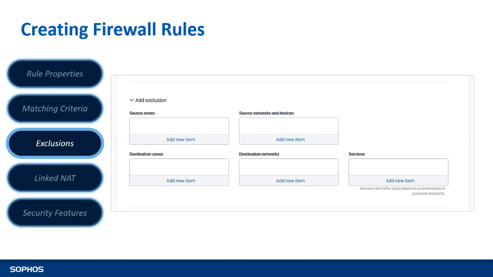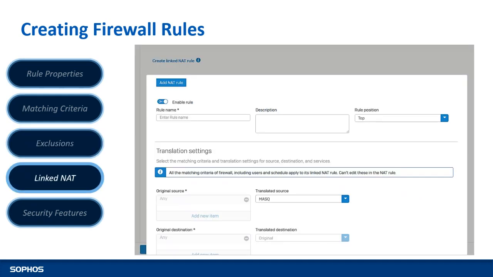You can exclude specific zones, networks, and services so that they do not match the firewall rule. This simplifies the creation of firewall rules where there are exceptions, as you can create a single generic rule and add exceptions, whereas multiple rules would be needed if exclusions were not available.